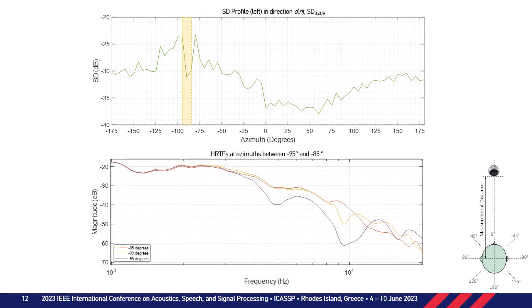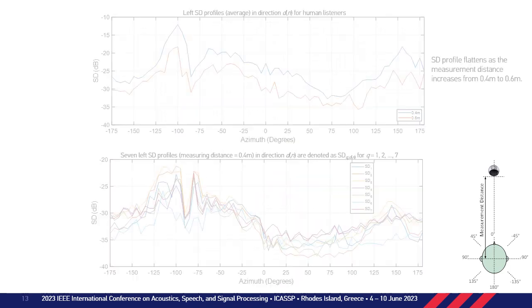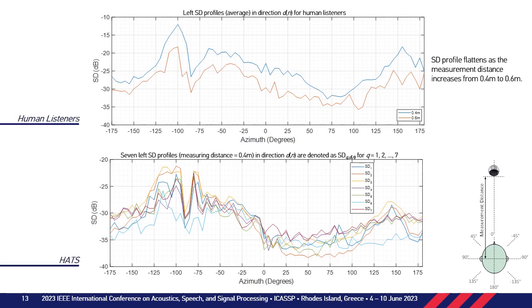Here we have the HRTFs at azimuth between -85 degrees and -95 degrees. As compared to the HRTF measured at -95 degrees, the HRTFs measured at -85 degrees and -90 degrees exhibit reduced complexity, which in turn leads to lower SD values. Comparing the SD profiles for human listeners with those obtained with heads, similar trends for the SD profiles are observed.